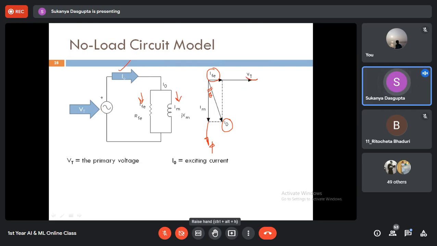And what is this Vt? That is the primary voltage, which is always lagging the flux vector by 90 degrees. Because this is EP, the primary induced voltage, which lags the flux vector by 90 degrees and is 180 degrees out of phase with the primary voltage Vt by Lenz's law.